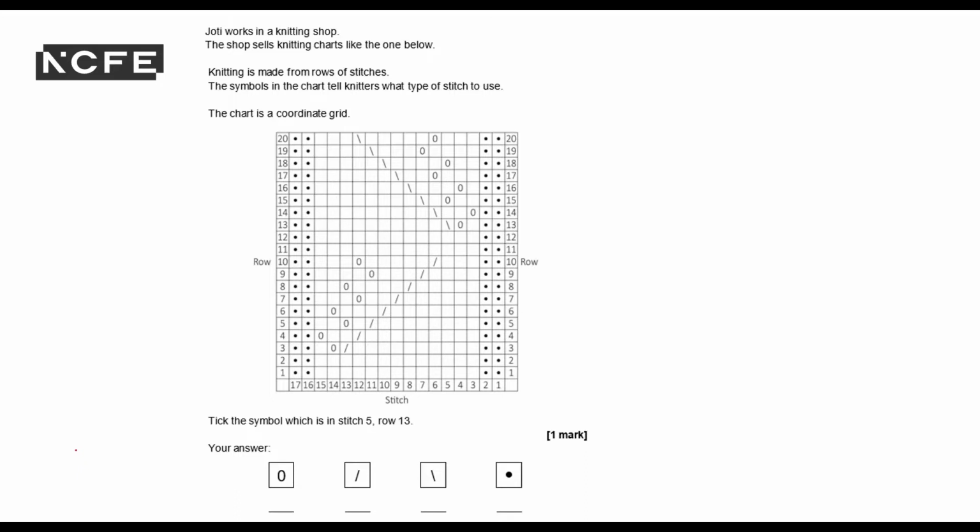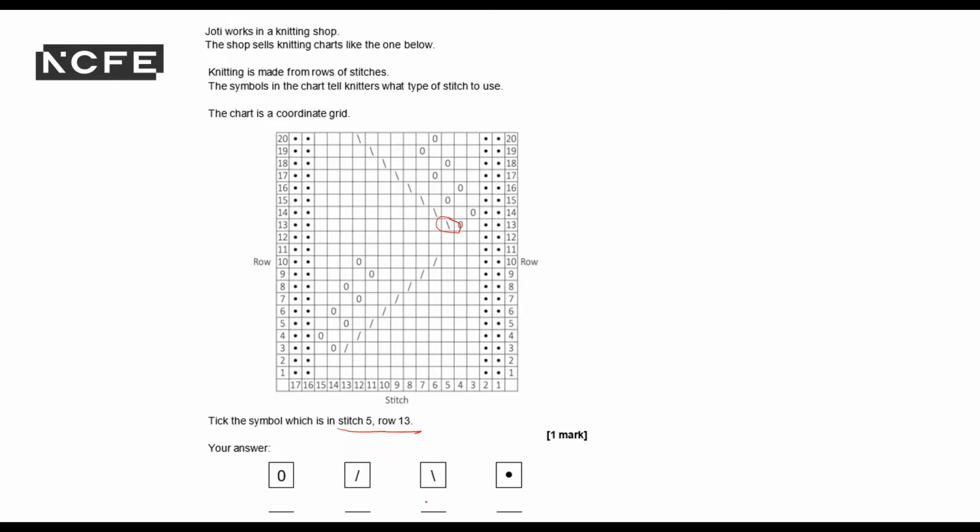So I've read the question once, and now the important thing to note in this question is I want to look at stitch 5, row 13. So the stitches go along the bottom, so I can count, there's number 5. It goes backwards here, but that's by the by. So I want to go from 5 and then go all the way up to 13, and this is the symbol. So my answer is going to be this one.